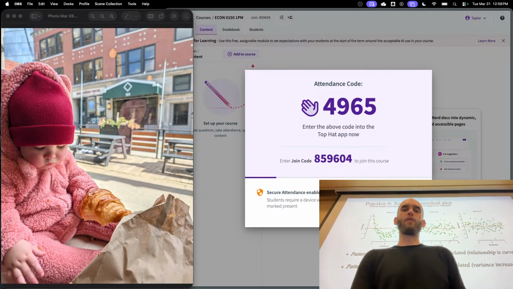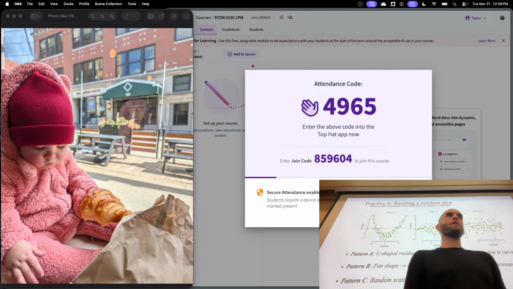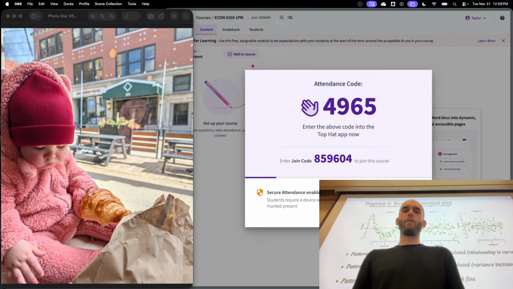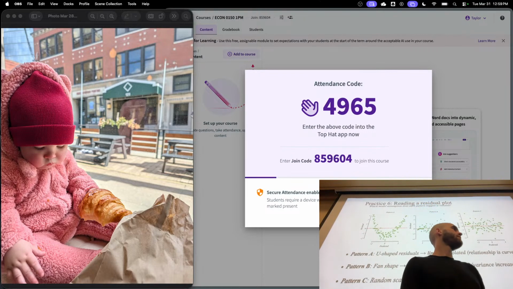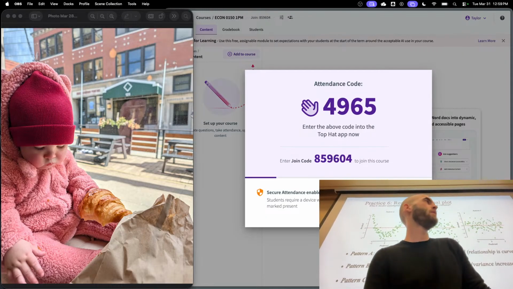Okay, and what about pattern C? This looks good to me. I'd say probably none of the assumptions are violated here, at least none that we can see. Any questions here? Isaias? Yeah, so why is this a problem?